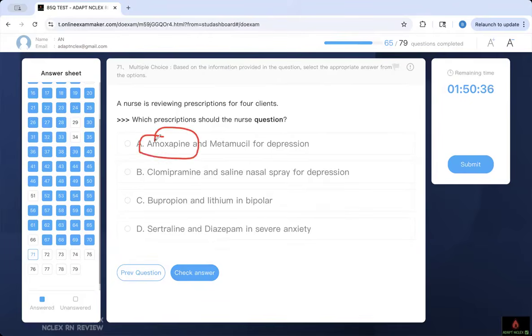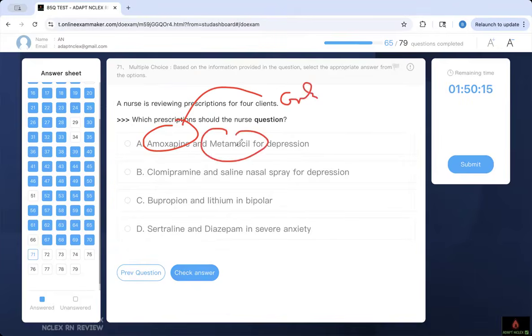Amitriptyline, you have to identify what it is. It has anticholinergic effect. And therefore, you're going to have constipation. If it's constipation, I give you methimazole. Clomipramine. This is what? What do you think? What medication is that? It's TCA. TCA also has anticholinergic effect. I'm giving you nasal spray for depression. Yes, so that it can help with what? Dry nose.